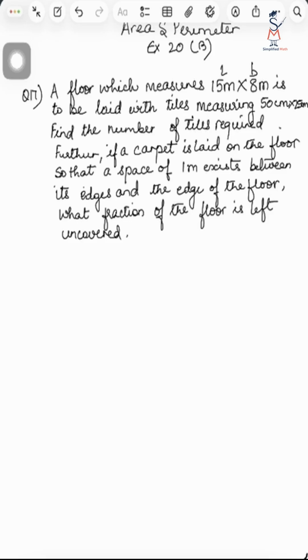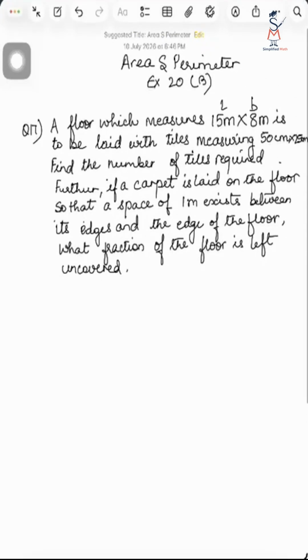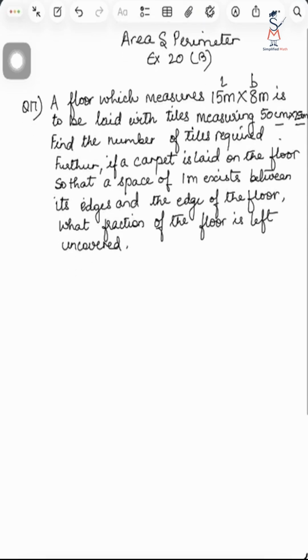So what is the dimension of the tile? 50 centimeter and 25 centimeter. Find the number of tiles required. This is one part. The other part is further if a carpet is laid on the floor so that a space of 1 meter exists between its edges and the edge of the floor, what fraction of the floor is left uncovered? So first we will do the first portion. Let's do the first part.